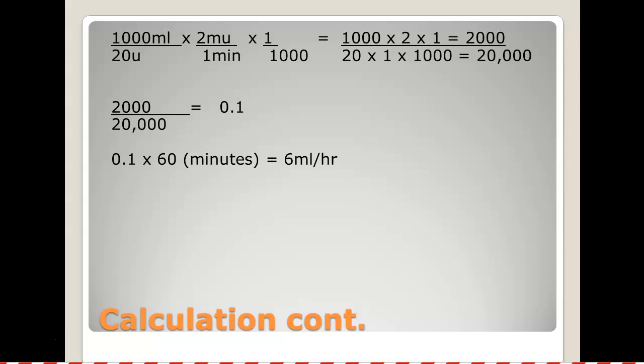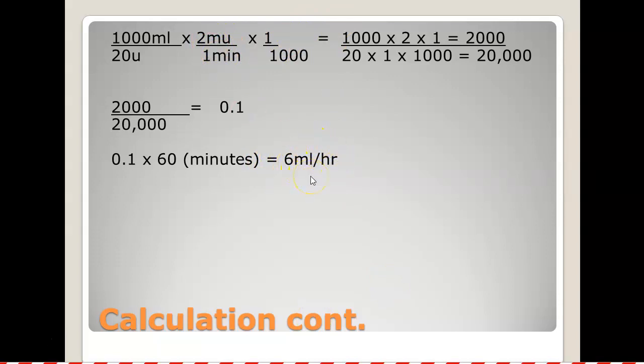And then you have that over the 20 times 1 times 1,000, which is 20,000. So you take the 2,000 over the 20,000, and when you divide that, you get 0.1. Once you have that answer, you take the 0.1 and multiply it by the 60 minutes, because we have to convert from minutes to hours, and now we have 6 milliliters an hour. In order to run 2 milliunits a minute, you have to set your pump for 6 milliliters an hour.